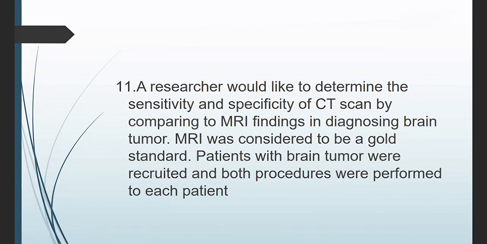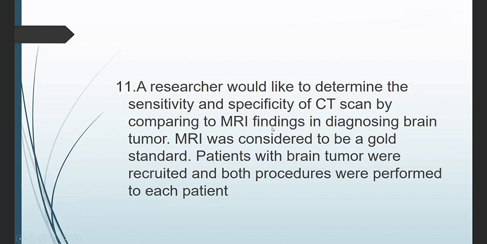Number 11, a researcher would like to determine the sensitivity and specificity of CT scan by comparing to MRI finding in diagnosing brain tumor. MRI was considered to be the gold standard. Patients with brain tumor were recruited and both procedures were performed on each patient. You just get the result from the CT scan and MRI, compare between these two results, and get the sensitivity and specificity.